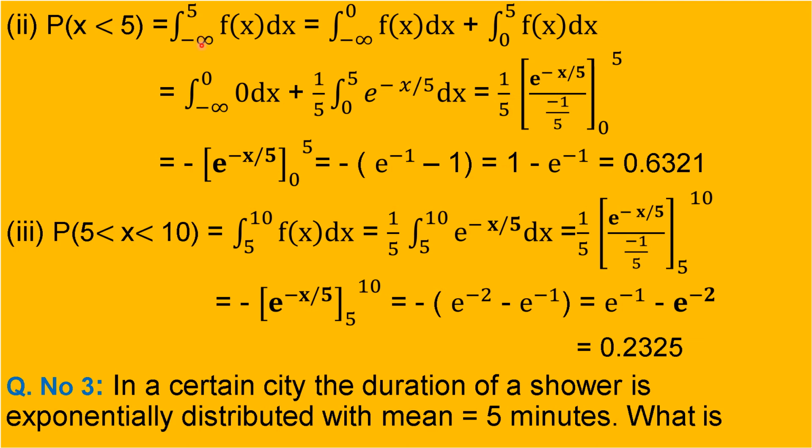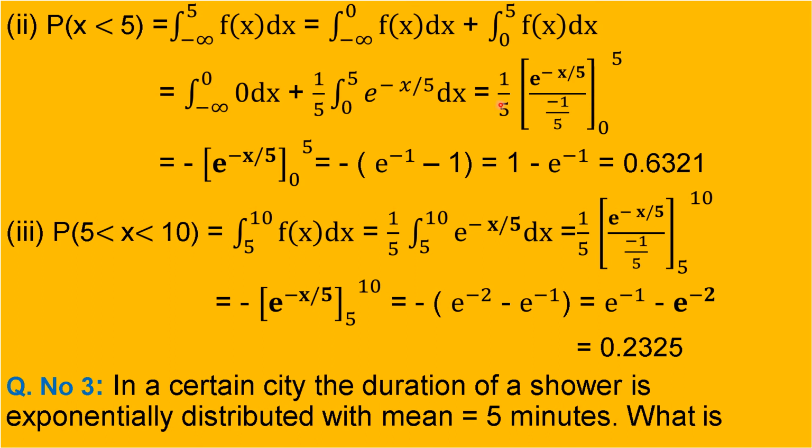So split this integral from minus infinity to 0 and 0 to 5. In the first integral from minus infinity to 0, f of x will be 0. In the second integral it is 1 by 5 into e power minus x by 5, integration with respect to x. Only the second integral remains for the calculation. The first integral will be 0.